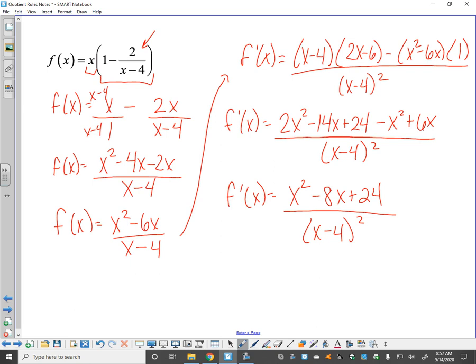Does the top factor? Because if it factors and one of those factors is an x minus 4, then I need to do that because that's going to cancel. 24. 4 and 6, 3 and 8, 2 and 12. None of that's going to give me an 8, so no. But I have to check.